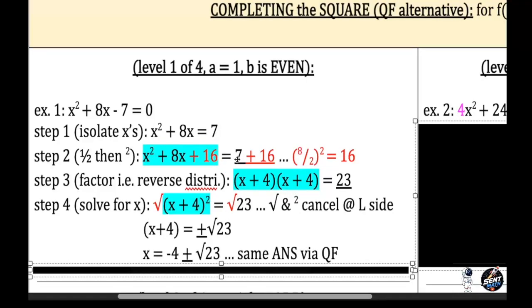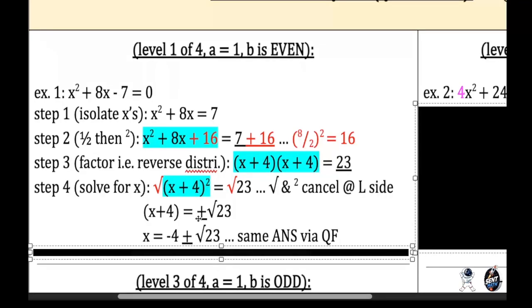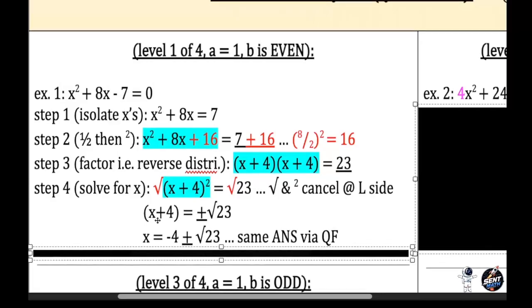And then we add 7 and 16 and we get 23. x plus 4 times x plus 4 combined to x plus 4 squared. We undo this square by square rooting, and what you square root on the left, you have to square root on the right. And this produces a plus minus scenario, okay? And we're left with x plus 4 on the left side, to which afterwards you just subtract 4 from both sides, and I just put it on the left side of the plus minus root 23, just so your answer can look like what you would get on the quadratic formula.